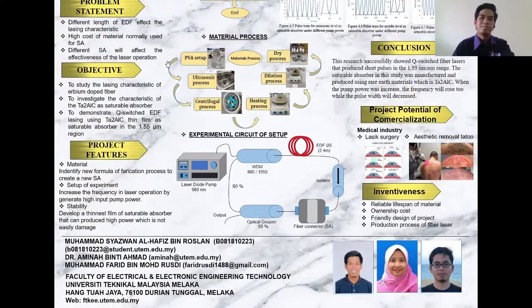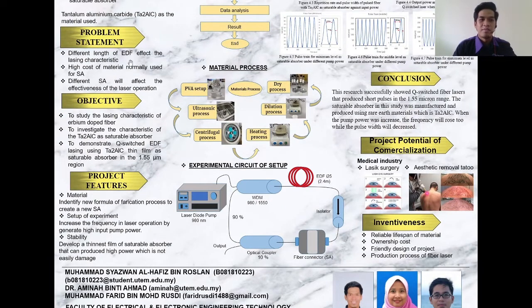Problem statement. Different lengths of EDF affect lasing characteristics. So, when we use EDF I25, the length to get the optimum or highest amplified spontaneous emission, ASE, is 2.5 meters.